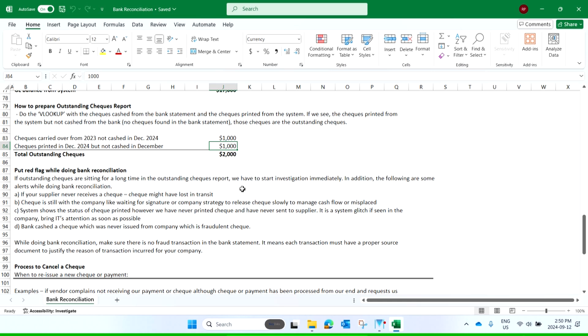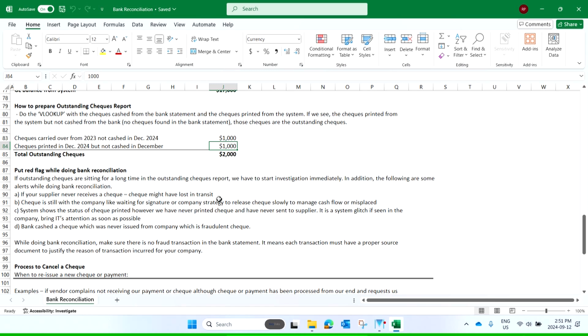It's just a trick some companies use if they have real difficulty managing cash flow. They print the check and hold it, and then after a week or two, when they need to release it, they release the check, right? So sometimes the system shows that a check got printed, but it never got printed. There was a glitch in your system, so you need to fix that too and bring it to your IT's attention: hey, this check never got printed, but the system shows it is.